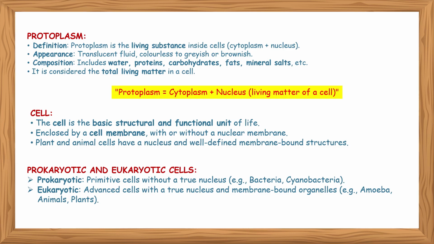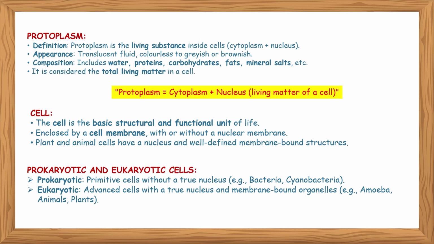Protoplasm is the living substance inside cells. It contains both cytoplasm and nucleus. It is a translucent fluid, colorless to greyish or brownish. It includes water, protein, carbohydrate, fats, mineral salts, etc. It is considered the total living matter in a cell. Protoplasm equals cytoplasm plus nucleus.